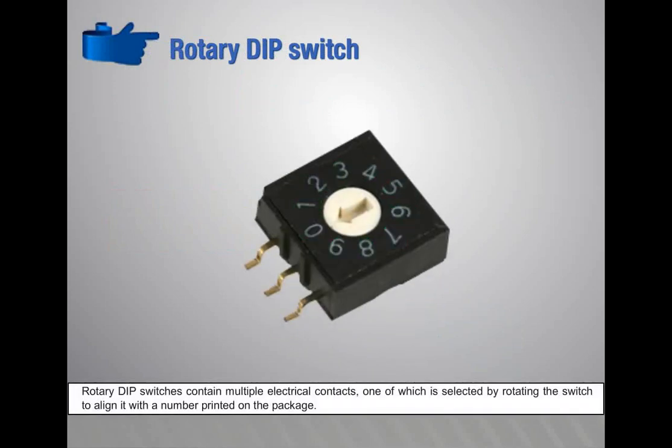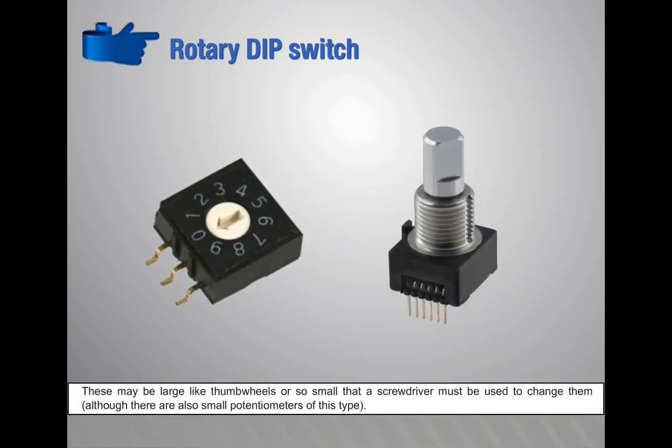Rotary DIP switch. Rotary DIP switches contain multiple electrical contacts, one of which is selected by rotating the switch to align it with the number printed on the package. These may be large like thumb wheels or so small that a screwdriver must be used to change them, although there are also small potentiometers of this type.